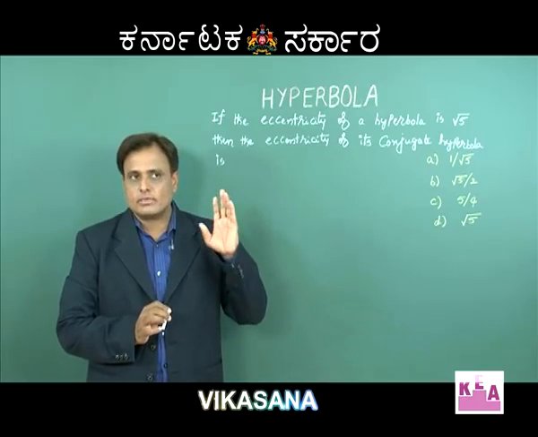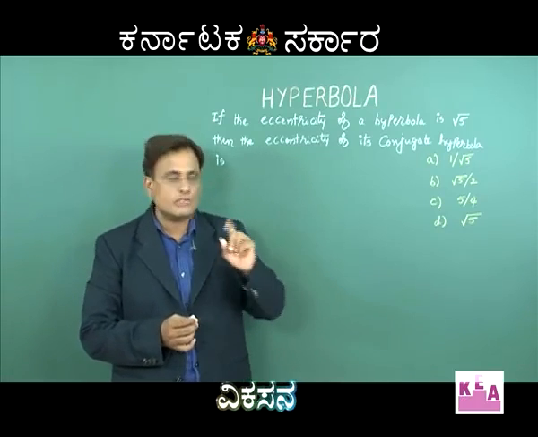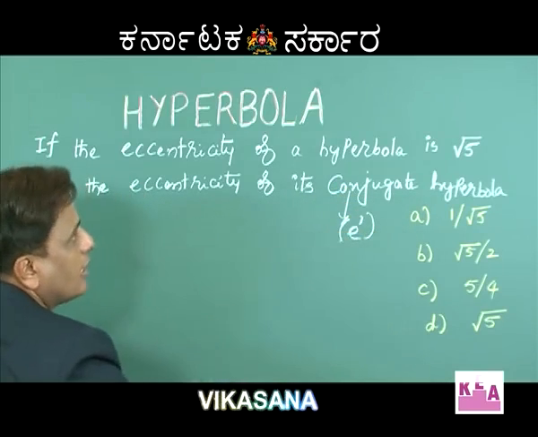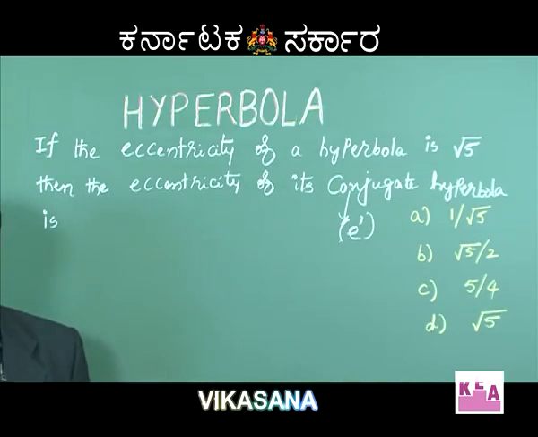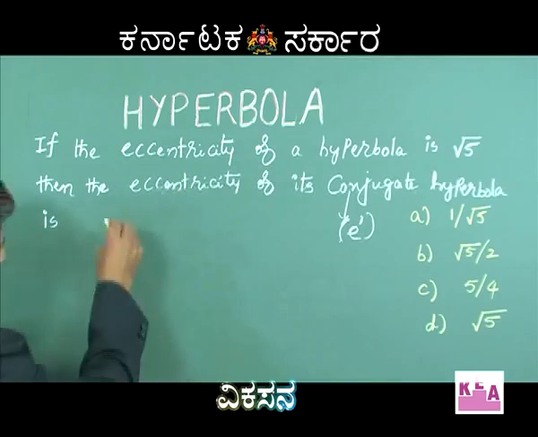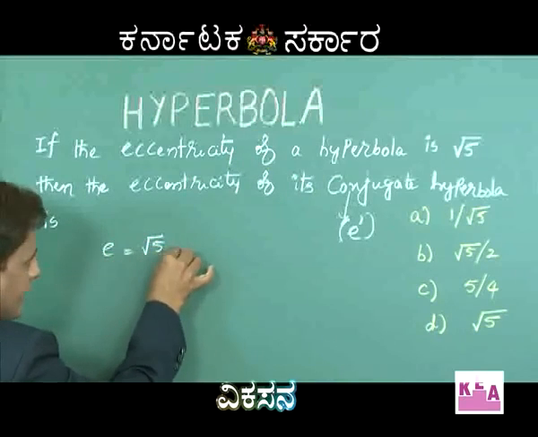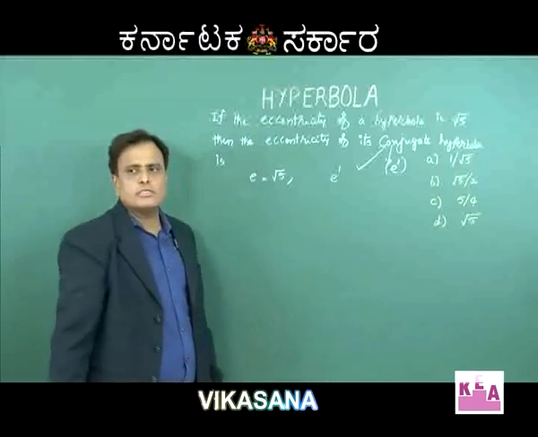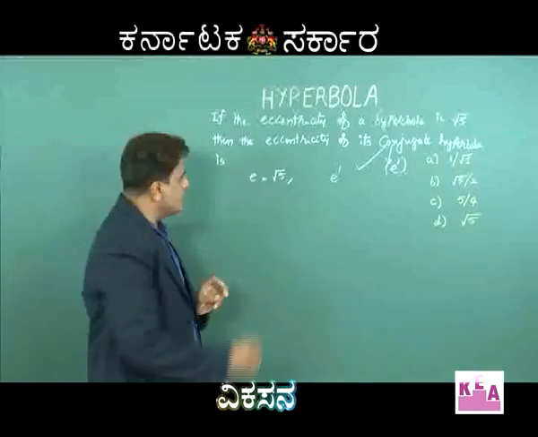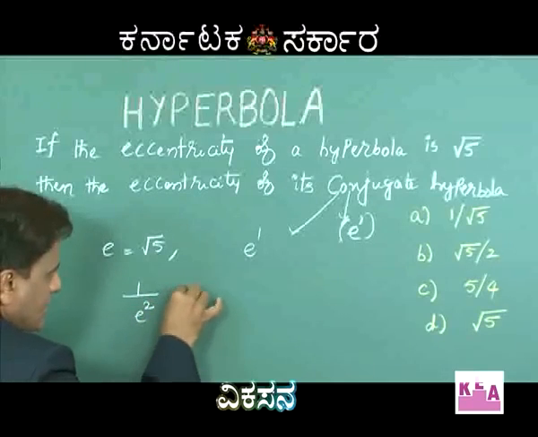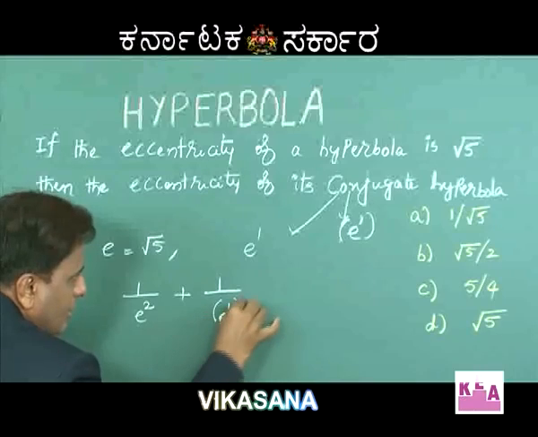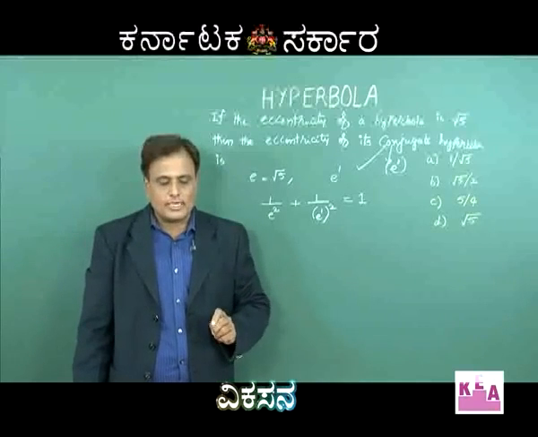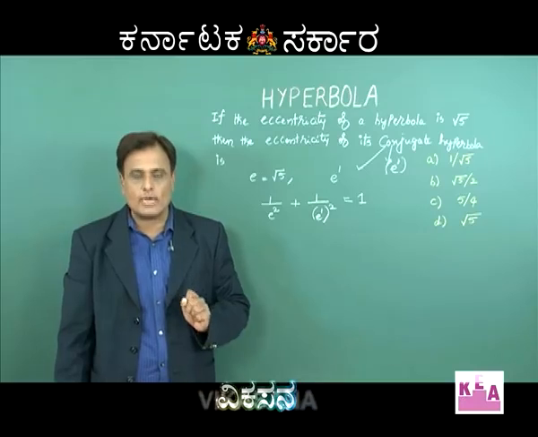To find the eccentricity of the conjugate hyperbola, first we assume that the conjugate hyperbola's eccentricity will be called e dash, and the given eccentricity is e equal to root 5. Using a simple identity, the identity is like this: 1 by e square plus 1 by e dash square is equal to 1. Note down this simple identity.